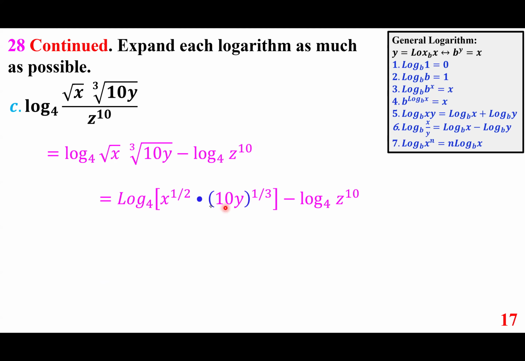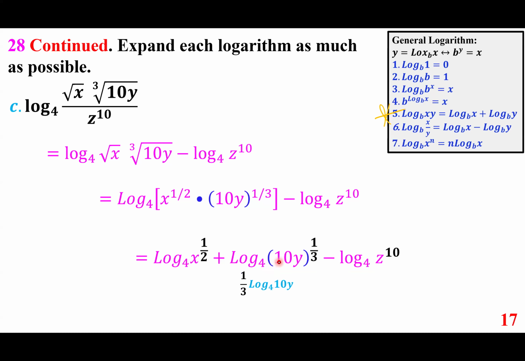Now this, we're going to use the product rule on that. Log of this piece plus log of that piece. So log base 4 of x to the power of 1/2 plus log base 4 of 10y to the power of 1/3. And this one, we're just going to repeat it. So in each case, now we're going to use number 7, which is the power rule. 1/2 sits in front, 1/3 sits in front, 10 sits in front. In this case, first let's put the 1/3 in front.